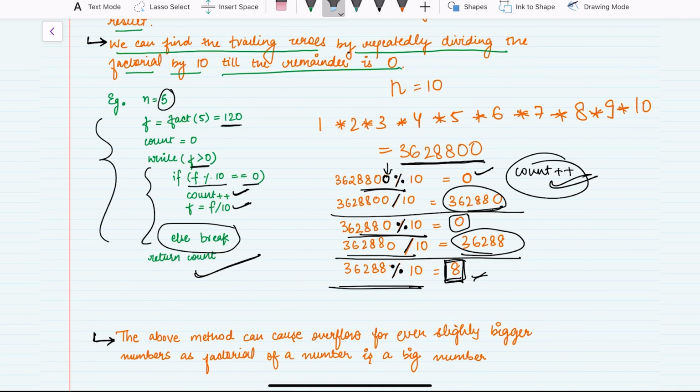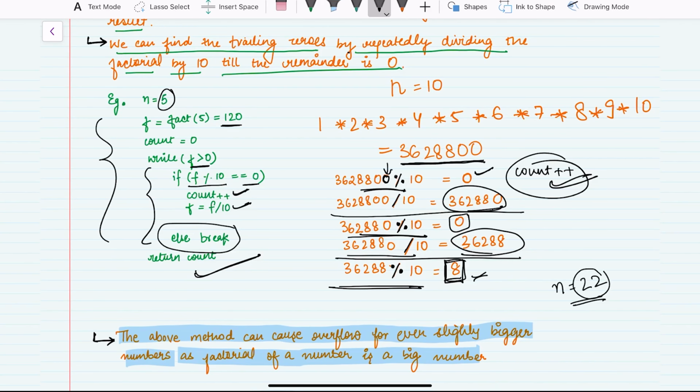But the problem with this approach is that the above method can cause overflow for even slightly bigger numbers, as the factorial of a number is a big number. Even if the number is as small as, let's say, 22, it is going to cause overflow because the factorial of even a small number is so big. Therefore, this method is not the appropriate one.